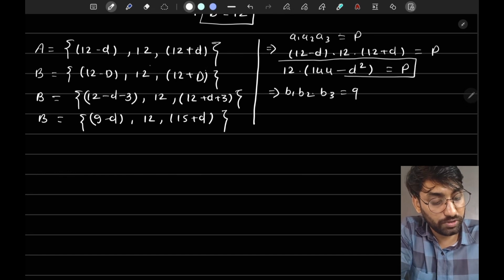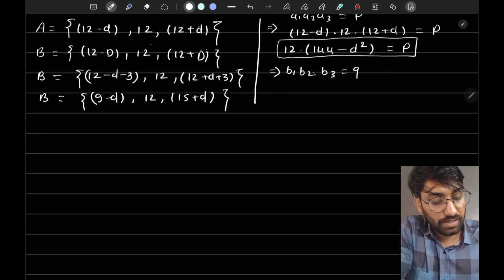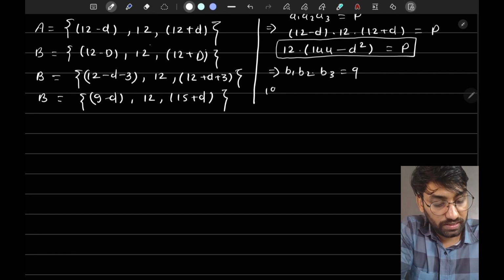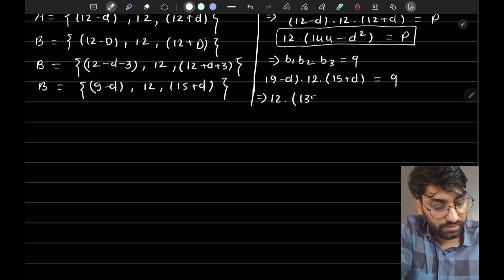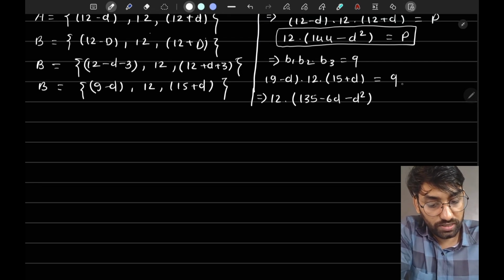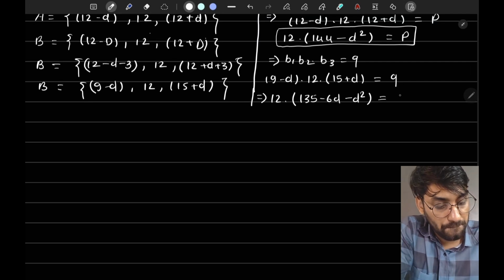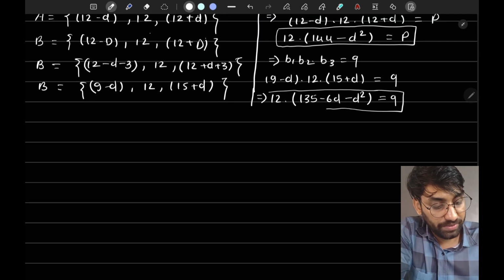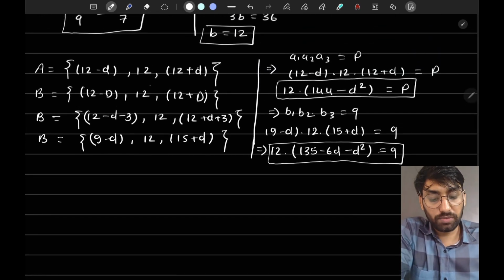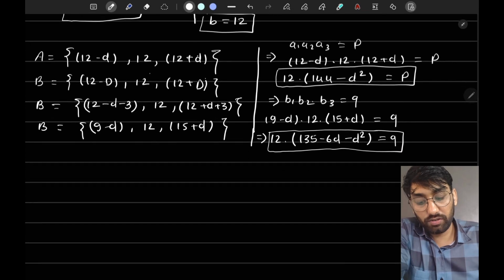Next, similarly, B1 into B2 into B3 equals Q, they have given. It means (9 minus d) into 12 into (15 plus d) equals Q. That implies 12 times (135 minus 6d minus d square) equals Q. Correct? So I have the Q value as well as the P value. And one more piece of information they have given is P by Q equals 12 by 7.